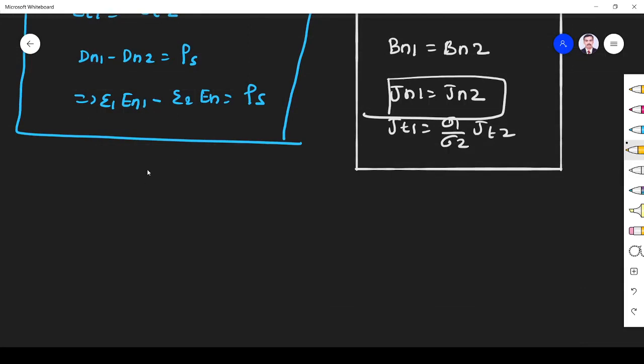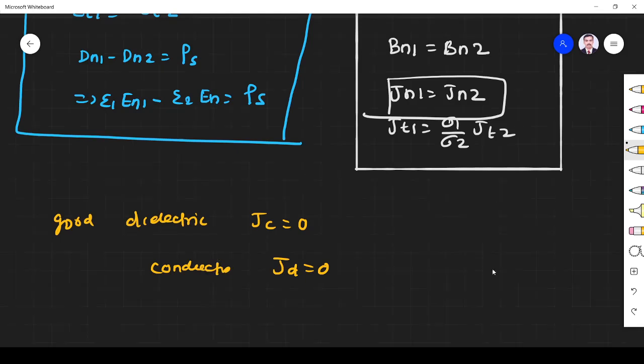This is what electromagnetic boundary condition. Next important point to remember is for very good dielectric, conduction current is zero. Sorry, Jc is conduction current, right? For very good dielectric, Jc is equal to 0. For conductor, Jd is equal to 0. That means current in dielectric is due to field, displacement current. Current in conductor is due to charge. That's what it indicates. Okay, right.